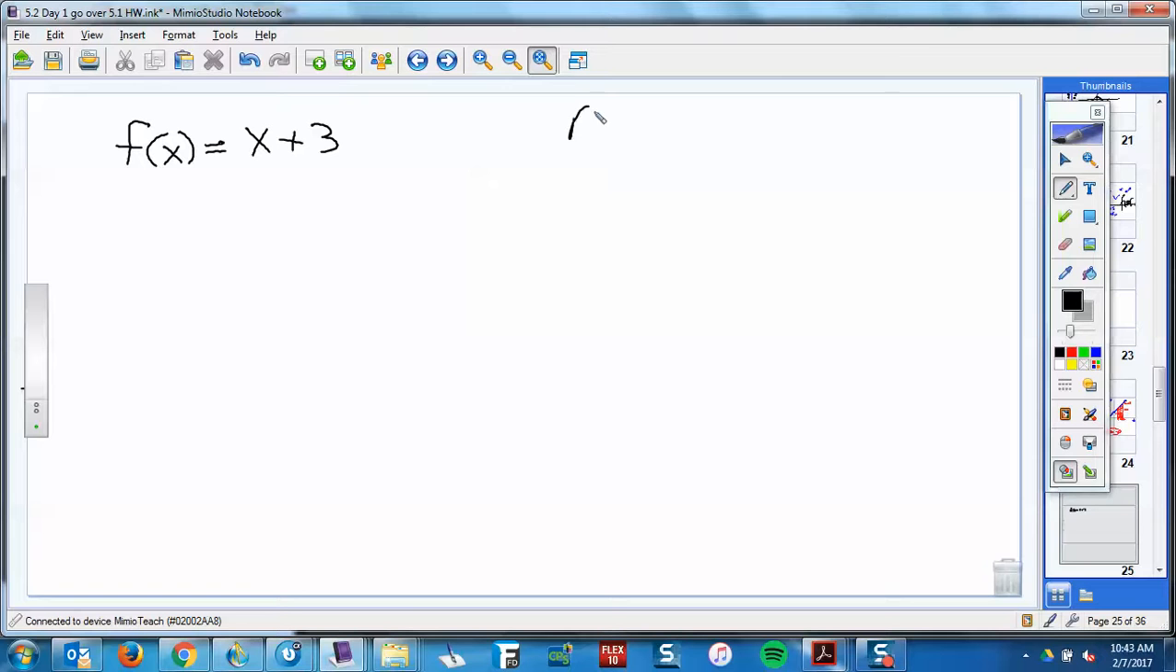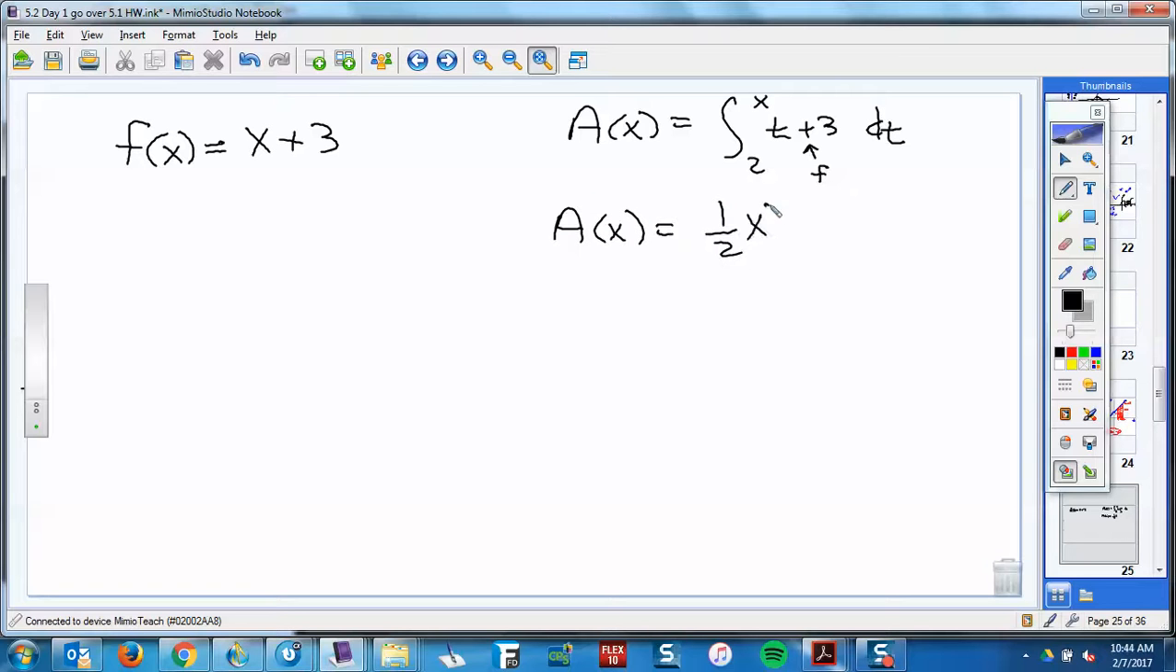Okay, so let's see what we just came up with. We just said that if we have this area function, which is the integral from 2 to x of t plus 3 dt, where this function in here is little f, we just discovered that that would be 1/2 x squared plus 3x minus 8. Now look at those two. Is it an antiderivative? Certainly it's an antiderivative. The derivative of this is x plus 3, and this would go away. It is definitely an antiderivative. Now what about that minus 8? That's that plus c thing.